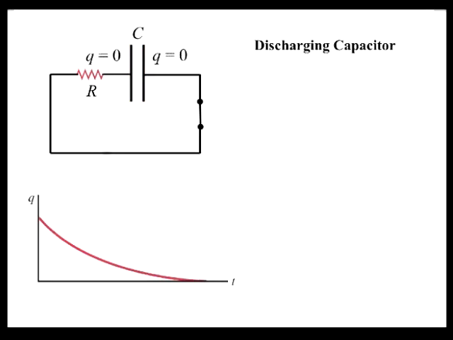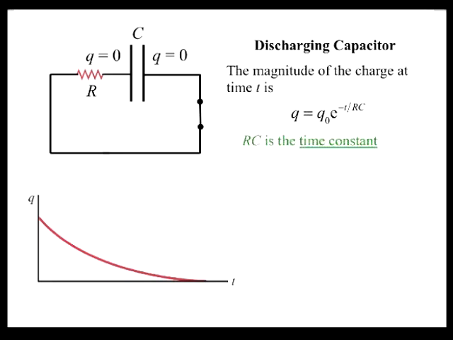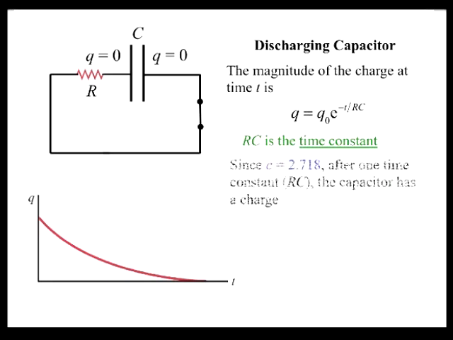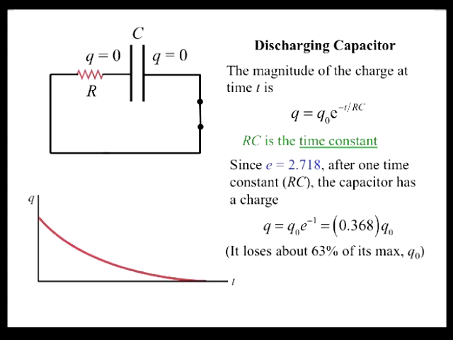Again, we know the mathematical form of this discharging process, and the magnitude of the charge on the plates at any time t is given by Q equals Q0 e to the negative t divided by RC, where RC is again the time constant. With e equal to 2.718, after one time constant, the capacitor has a charge of Q equals Q0 times e to the negative 1, which equals 0.368 times Q0. It therefore loses about 63% of its charge after one time constant.